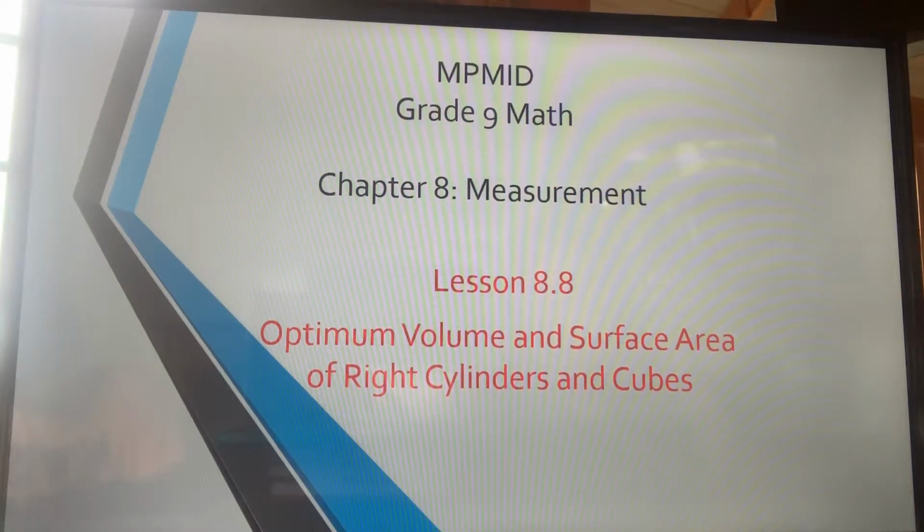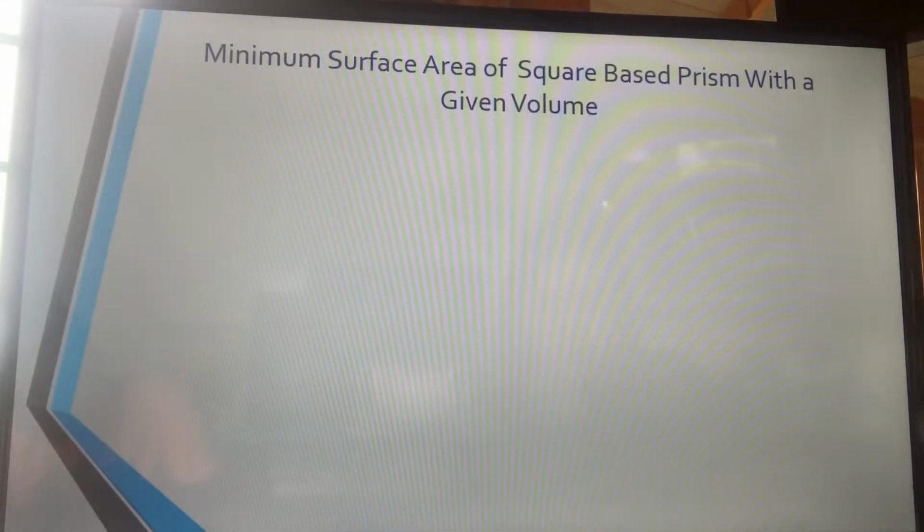Welcome to Chapter 8, Measurement, Lesson 8.8, Optimum Volume and Surface Area. Minimum surface area of a square-based prism with a given volume.